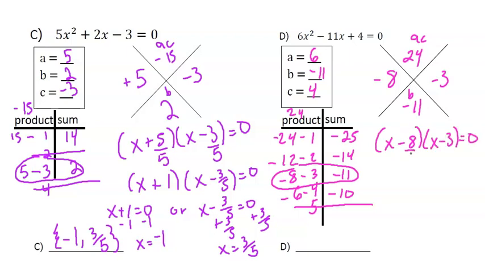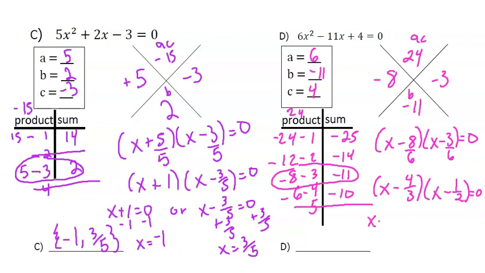We have to divide by a since a is not 1, so we have to show that. Reduce the fractions as much as possible. You have x minus 4/3 times x minus 1/2 equals 0. 8 and 6 both go into 2. Half of 8 is 4. Half of 6 is 3. 3 and 6 both go into 3. 3 divided by 3 is 1. 6 divided by 3 is 2.